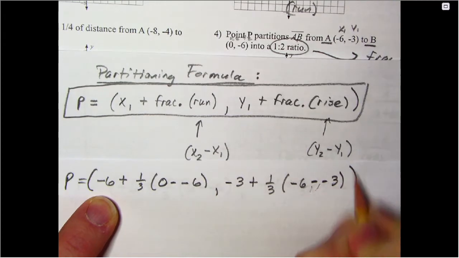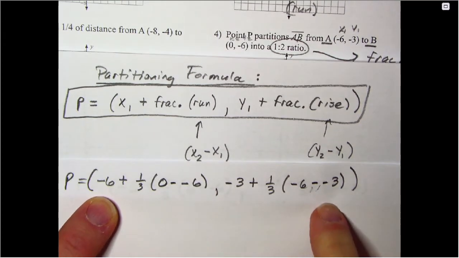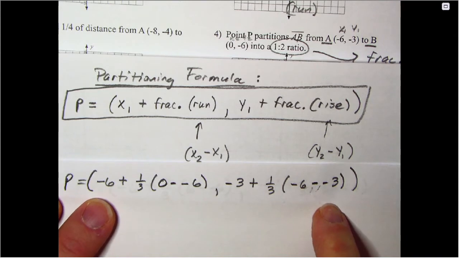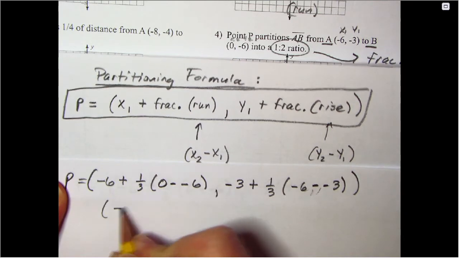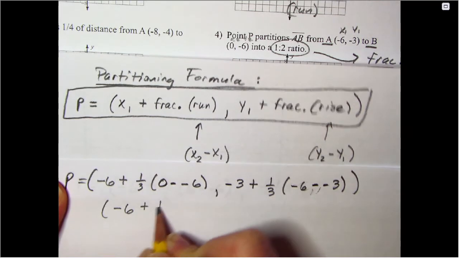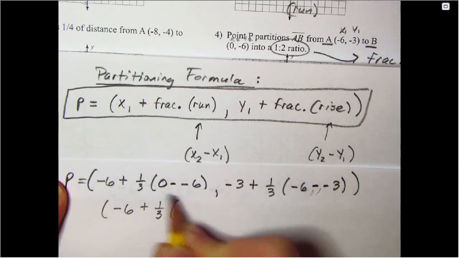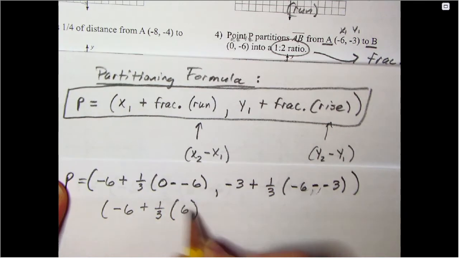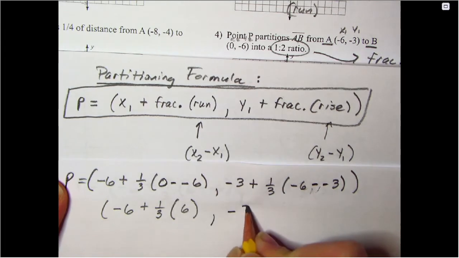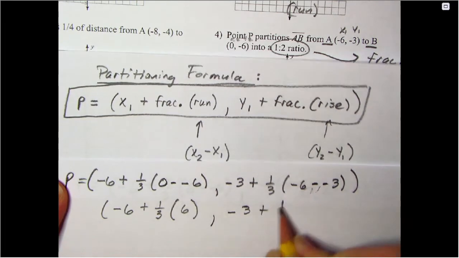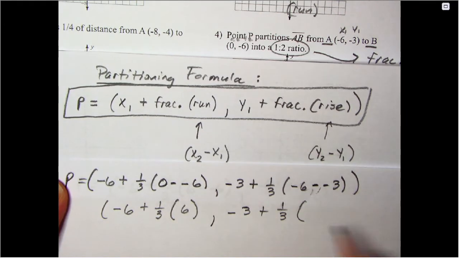Again, the most common mistake I see with the formulas is students not subtracting right. It's kind of the same mistake I saw with the distance formula. So -6 plus 1/3. I'm just doing what's in parentheses first. I know you probably do that in your head. It's 0 plus 6, which is 6. -3 plus, I'm just following my order of operations. Please excuse my dear Aunt Sally.